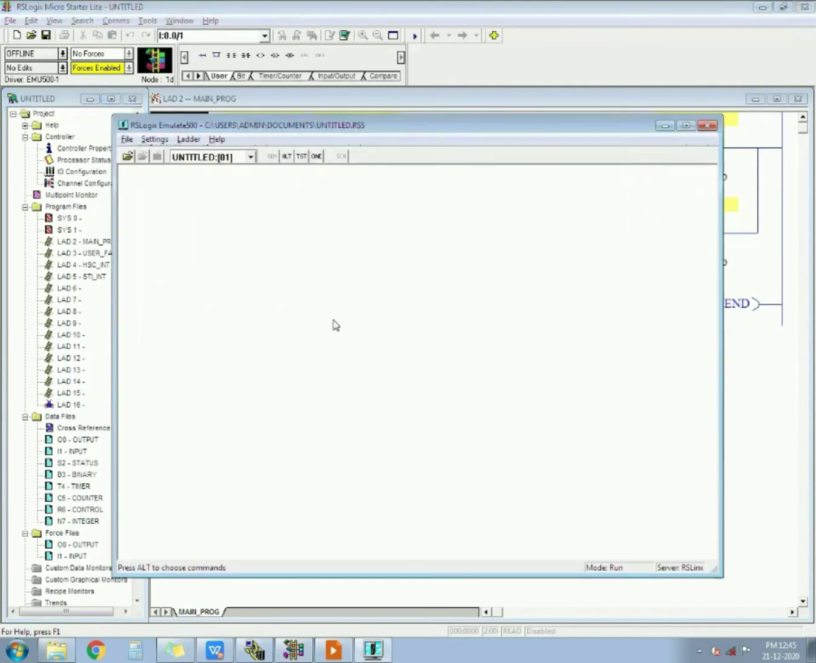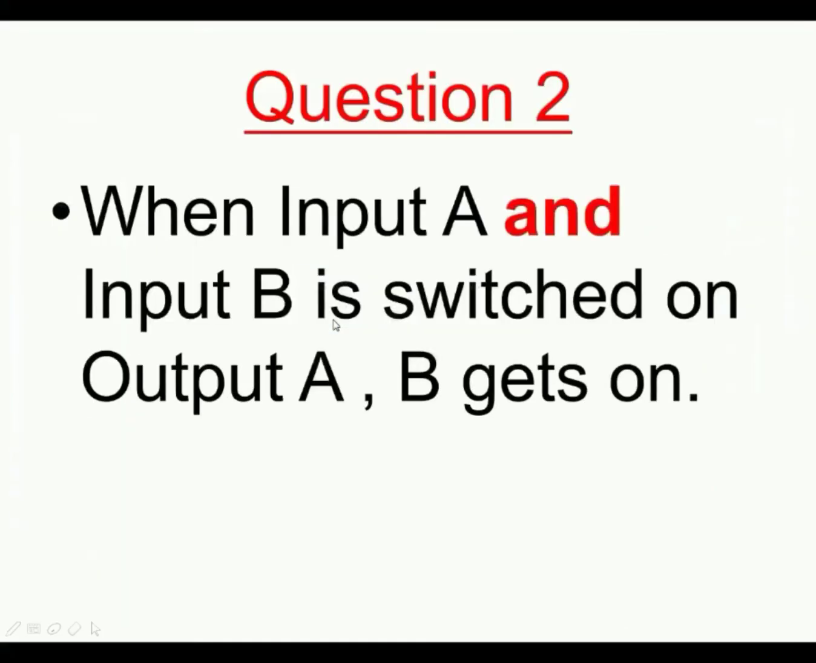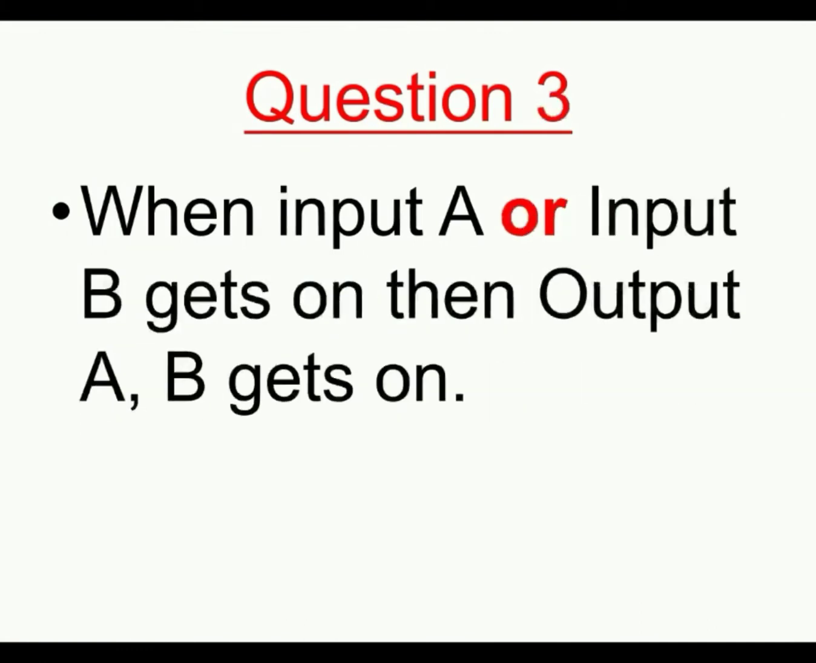Now again I will go to previous questions. Okay, so this is our second question. Now I will go to third question. Third question is when input A or input B gets on, then output AB gets on. Okay, when input A or input B gets on. So in this again I have to list the number of inputs. Inputs are 2 and output is also 2.